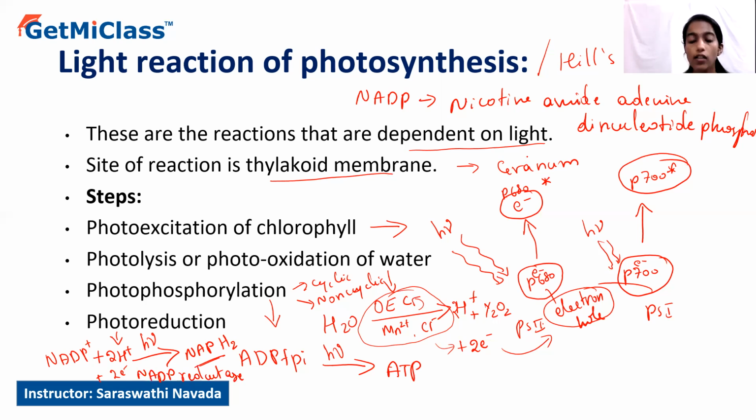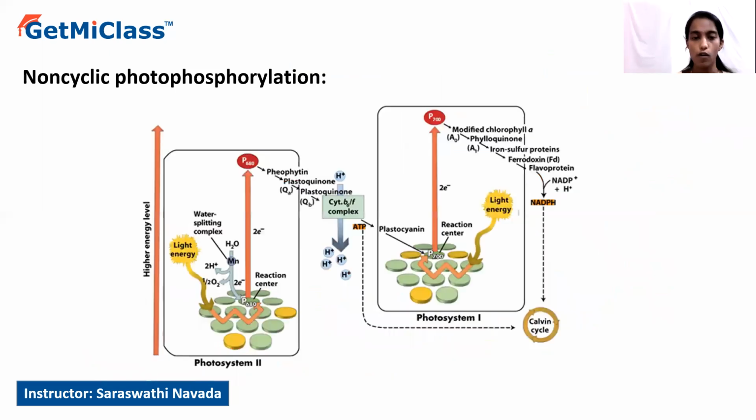So these steps can be studied in detail, or can be represented schematically by referring to non-cyclic as well as cyclic photophosphorylation. So as I said, in phosphorylation, there are two types. One is cyclic and another one is non-cyclic. So first we'll look into the non-cyclic photophosphorylation.